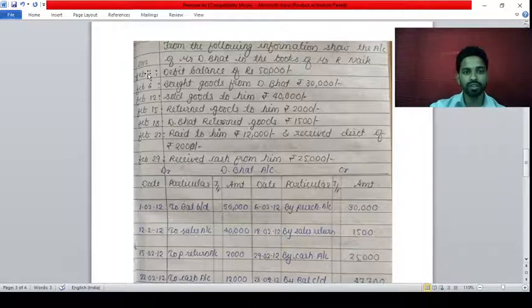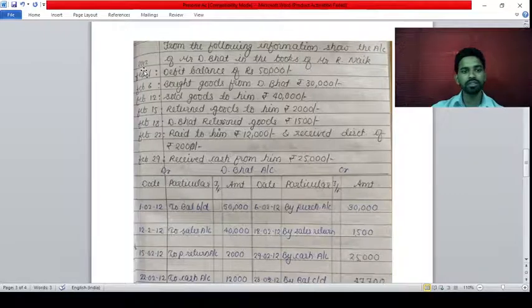Now see, on 1st Feb 2012, a debit balance of rupees 50,000. The debit balance of 50,000 means it is the opening balance for the debit account. So take it on the debit side. Here this is the debit side and this is the credit side. In the debit side there are the date column, particular column, JF column and the amount column, and the same in the credit side.